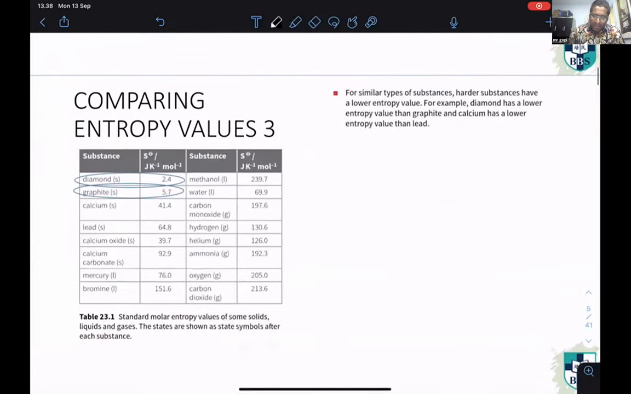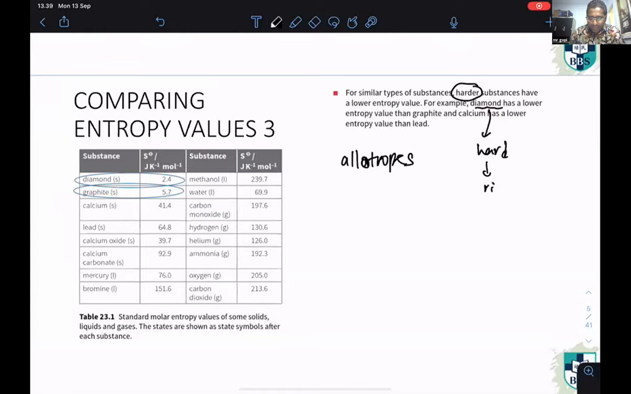Another thing that you can compare is related to the hardness of a structure. For example, diamond and graphite are known as allotropes. Allotropes are built from carbon, but with different arrangements. Everyone should know diamond is harder compared to graphite. Harder substance, therefore, is more rigid. If they are rigid, they are not moving around, not going here and there, because it's more ordered. If something is more ordered, the entropy is going to be lower.